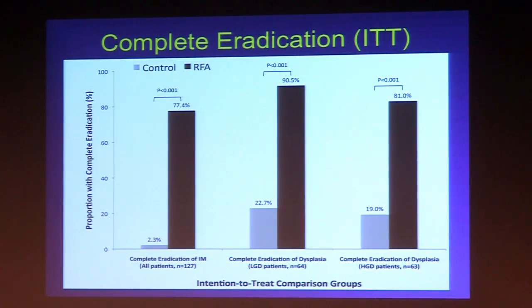So when you take a look at the people based on which group they were put in, if you got treated with this device, you got rid of all your Barrett's 77% of the time. You could get rid of all your low-grade dysplasia 91% of the time, and 81% of the time you got rid of all your high-grade, and obviously much less if you didn't get treated, okay?